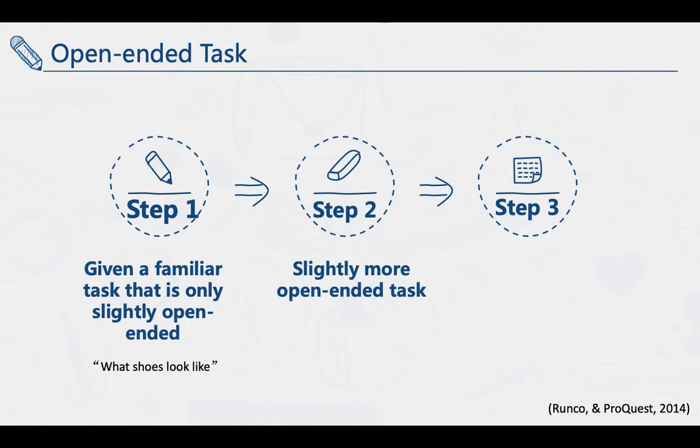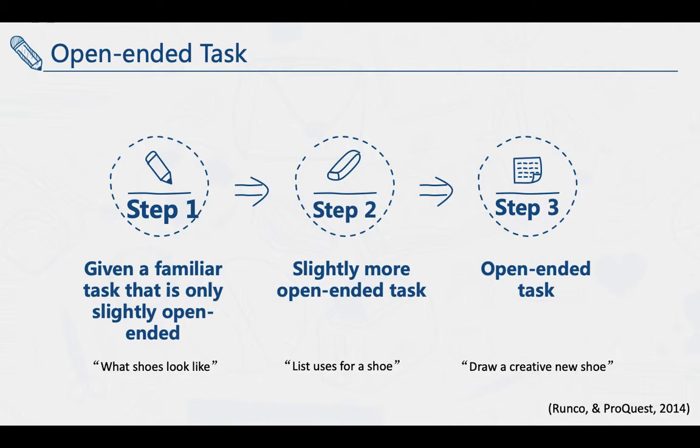So the second step is a slightly more open-ended task, such as list the uses for shoes. Okay, so here is more open-ended. Maybe the student may say, I can use these shoes for decoration, or I can... The basic one is like I can wear shoes. And the third step is the open-ended task, which is the target task you would like your student to do, which is to draw creative new shoes.